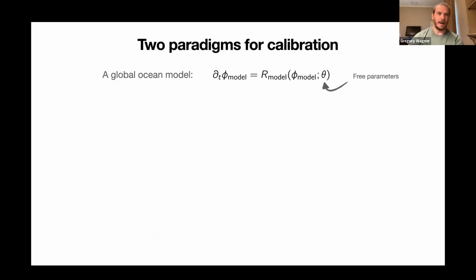Okay, so how do we solve this? Now I'm going to try to get into how we solve it, and I'll get to what I mean by a posteriori on this slide. I think that right now in our community, there's essentially two paradigms for model calibration. If we represent a global ocean model as this sort of simple dynamical system, phi model is the state of the model, and R model is the right-hand side, or whatever dynamics we're trying to represent. Typically, this dynamical system depends not only on the state of the model, but also on some free parameters that we need to find in order to make accurate predictions.